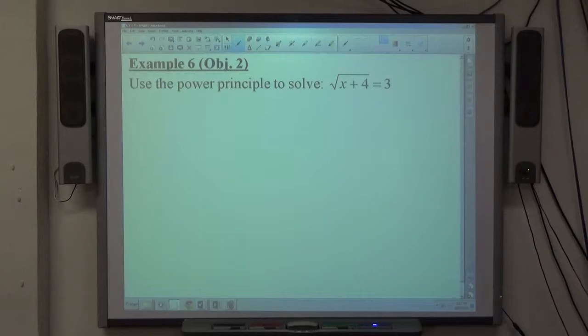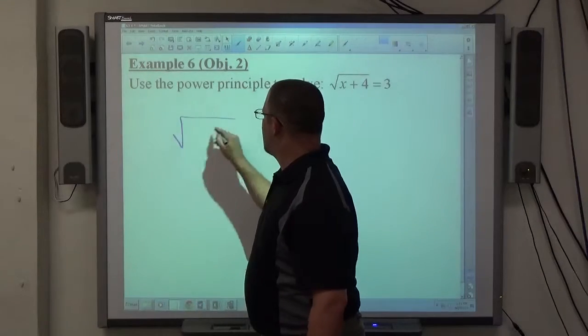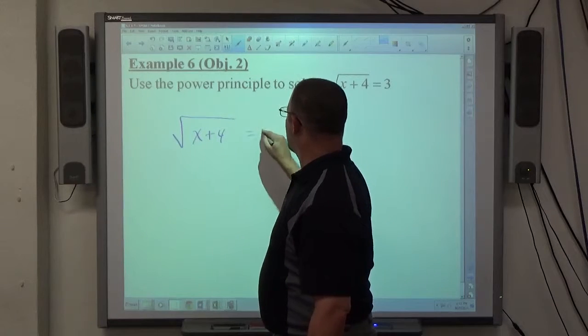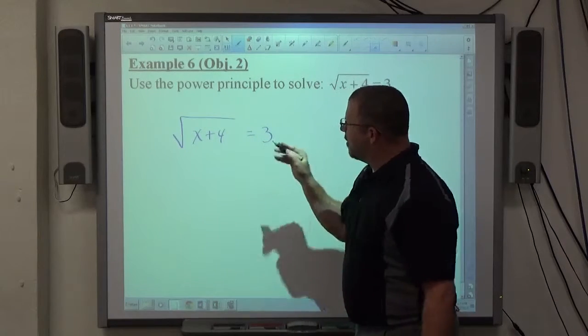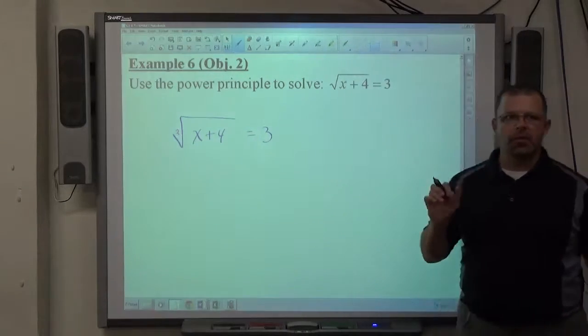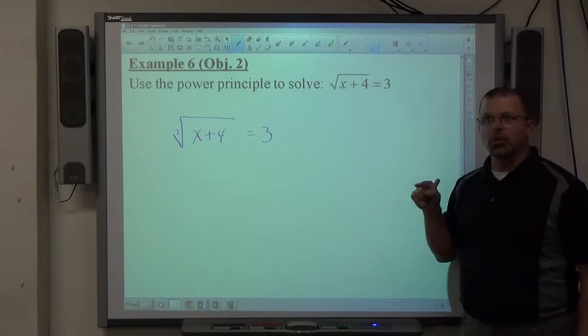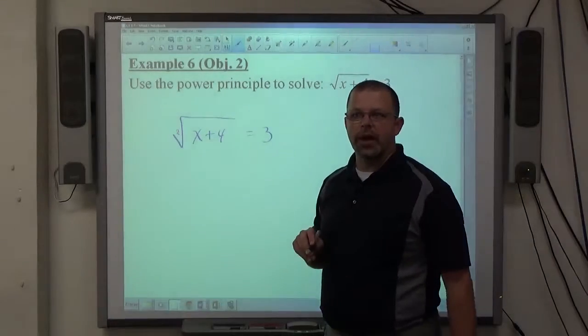All right, example 6 in chapter 1 says use the power principle to solve the square root of x plus 4 equals 3. What you have here with the square root is an understood index of 2. Every single radical has a little number in that little nook. When the 2 is the number, though, they don't usually write it.